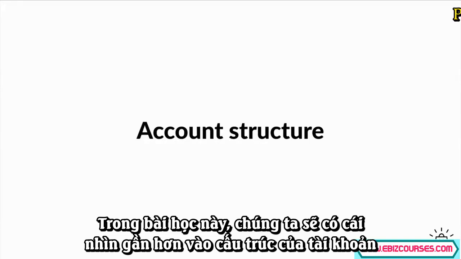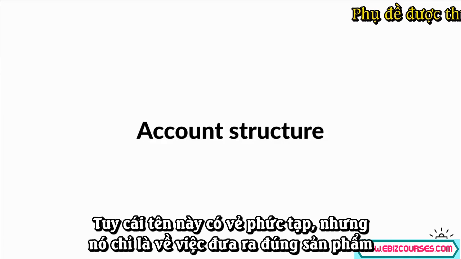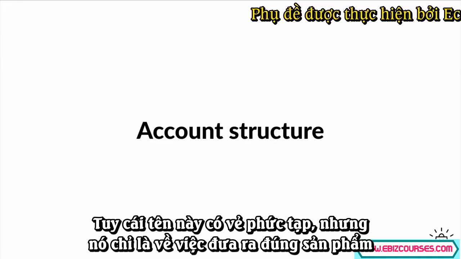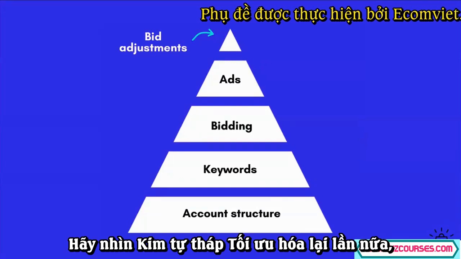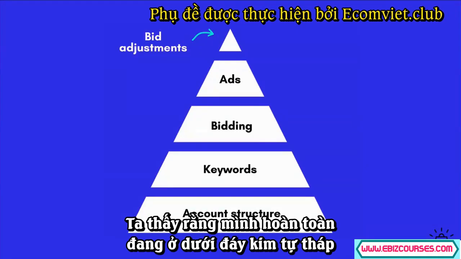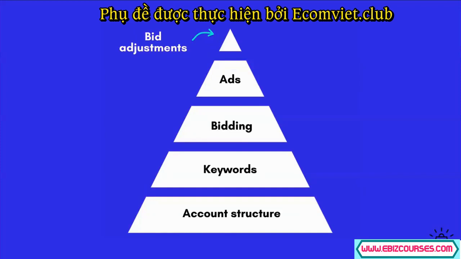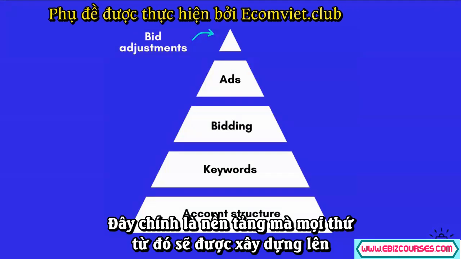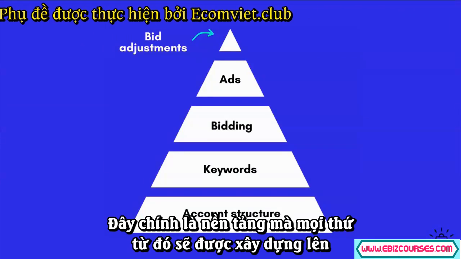In this lesson, we're going to take a closer look at the account structure. And while that name sounds complicated, it's just about having the right products show up. Looking at the optimization pyramid again, we see that we're totally at the bottom, account structure. So this is really the foundation on which everything else will be built.